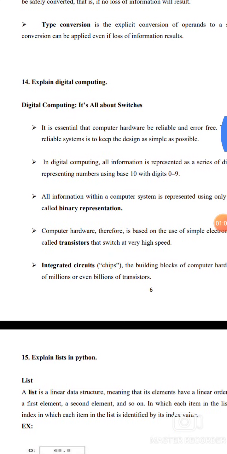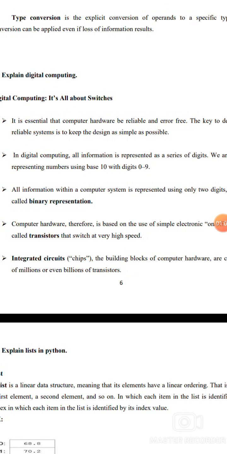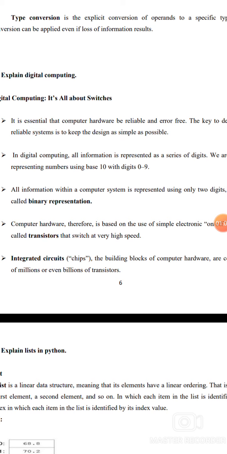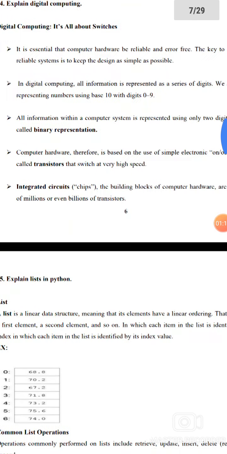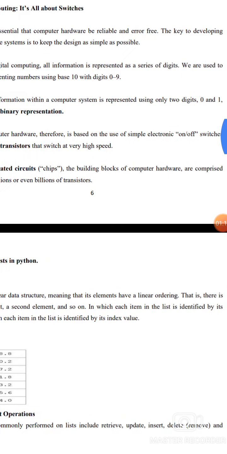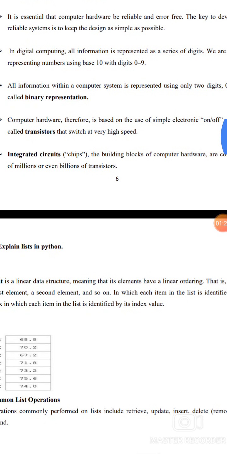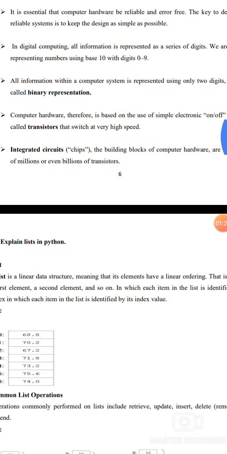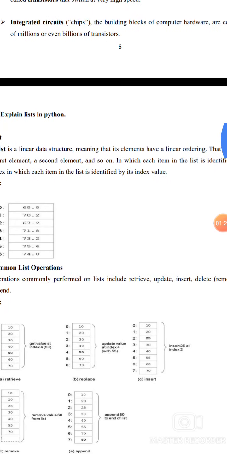14. Digital computing explained. Digital computing is computer hardware that must be reliable and error free. All information is represented as a series of digits. Binary representation uses zeros and ones. Electronic on or off switches, transistors and integrated circuits (ICs) are defined in digital computing.